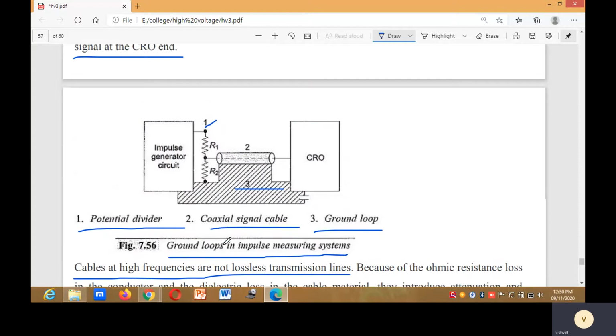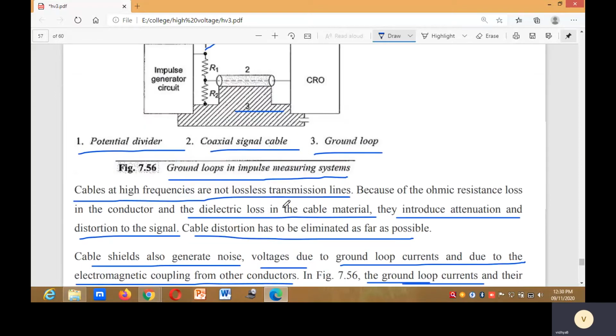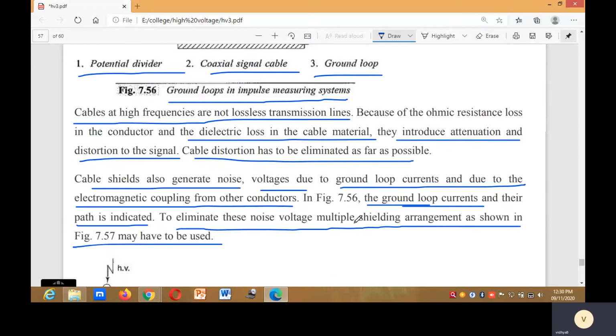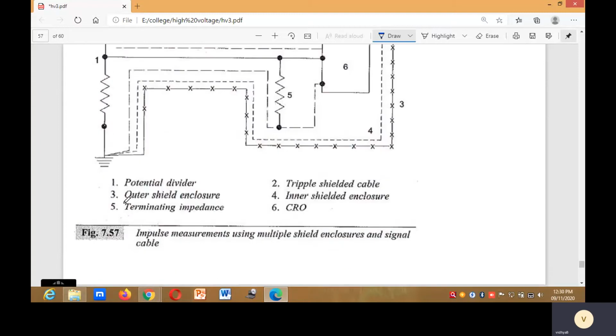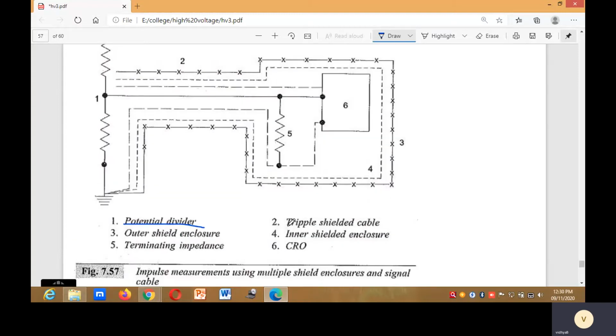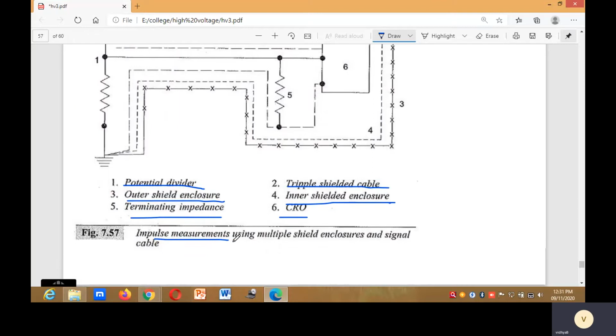The multiple shielding arrangement is done to eliminate this noise. You can see this diagram: one is the potential divider, two is the triple shielded cable, three is the outer shield enclosure, and four is the inner shield enclosure. Fifth is the terminating impedance, sixth is the CRO. This is impulse measurement using multiple shield enclosures and signal cable. Multiple shield enclosures are used to eliminate the noise.